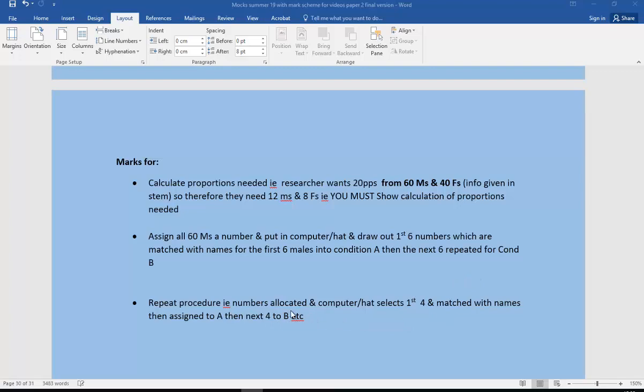So if all females in the company are allocated a number, those numbers go into a computer or into a hat. Somebody selects, or the computer selects the first 4 in this case, and they're matched with the names. They're assigned to condition A. The next 4 are assigned to condition B. I know we want 4 in each because we want 8 females, and we've already calculated that. So it is actually quite demanding to get your 3 marks, but once you understand it, it should be pretty straightforward.